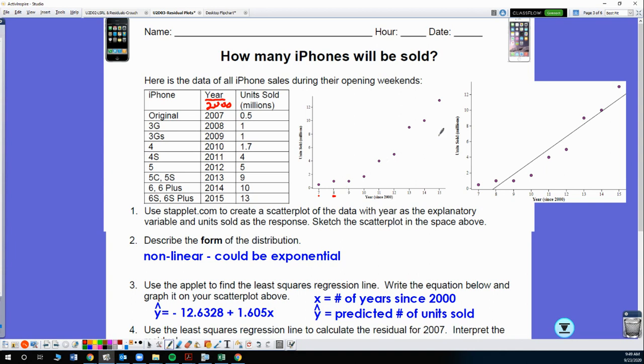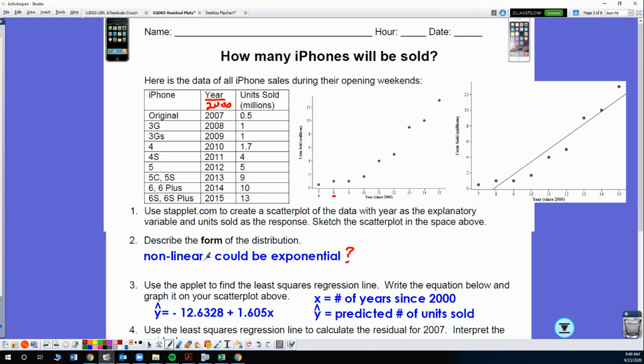So I've done that. You can see our scatter plot here on that right-hand side. And then when we describe the form, really, I'm just going to say for now that it is non-linear. And I'm maybe saying, well, could it be exponential, right? You guys know what exponential functions look like. So maybe it's exponential, okay? So that's something to consider there.